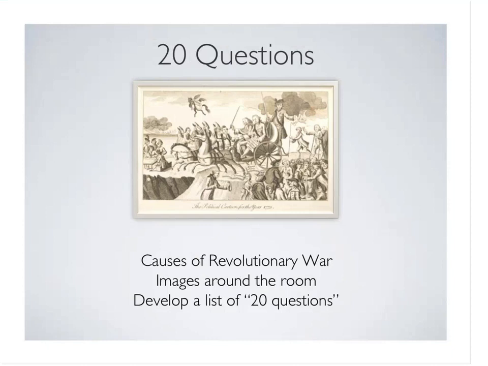So as I have all these images around the room, the students can walk around maybe in groups or individually and start to develop a list of questions that they have about that period of time or about that concept. So maybe I have a picture of the Boston Massacre, and they might write, how did the Boston Massacre help lead or fuel as a cause of the Revolutionary War? Or maybe I have a picture of George Washington, and they want to know, how was George Washington specifically involved in the Revolutionary War? So then as a class, we all come together and we create our list of 20 questions.